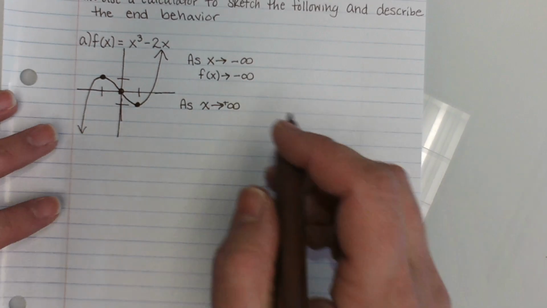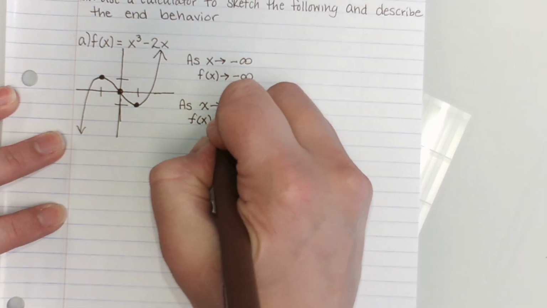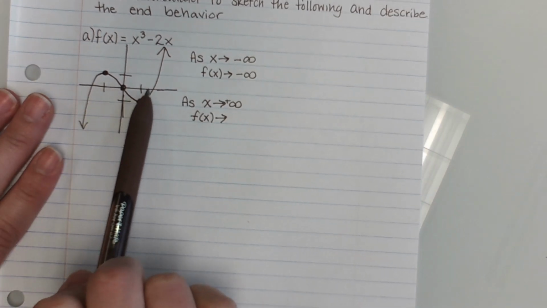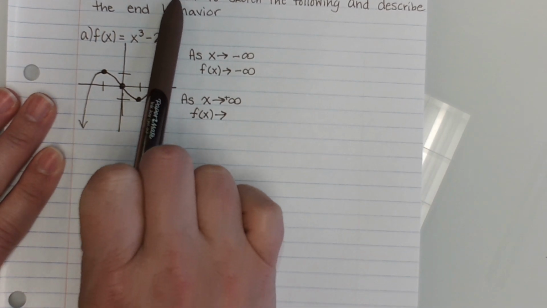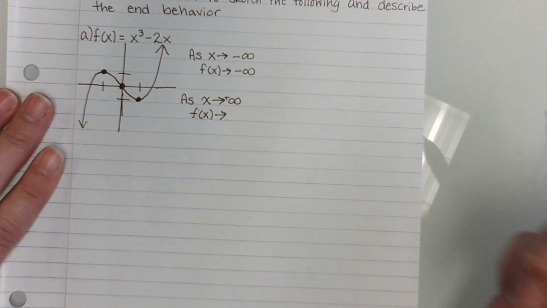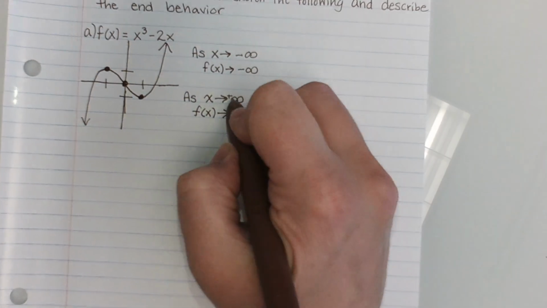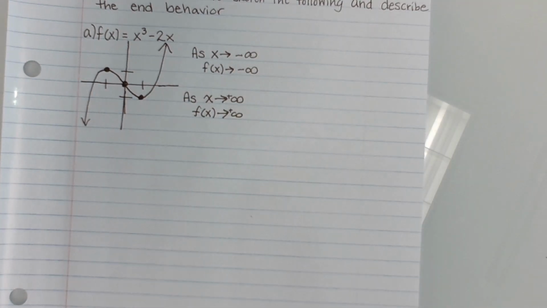I'm going to look at the same thing on the right side of my graph. As my x's are getting bigger, in other words, as I'm going to the right on my graph, where are the y values getting closer to? Positive infinity. It's going up indefinitely. It's going towards infinity. Positive infinity. Do we have to say positive? If you just write infinity, I will assume it's a positive infinity. Okay? That's the sketch and the end behavior.